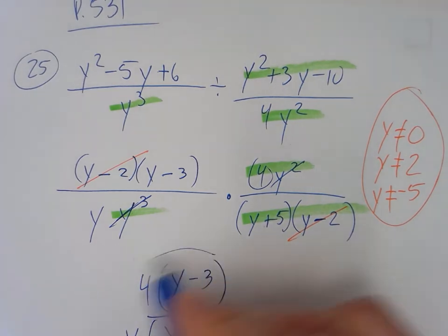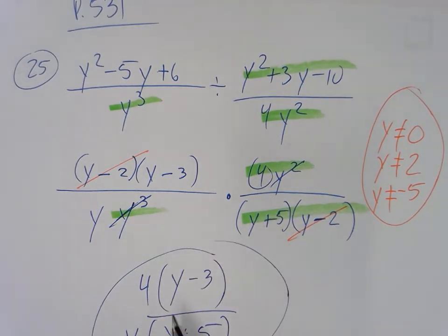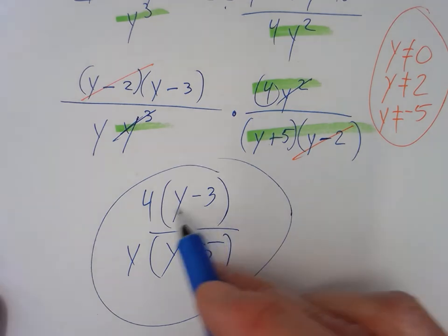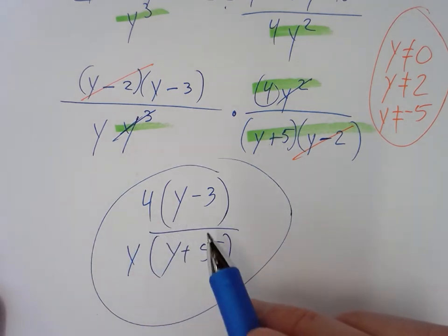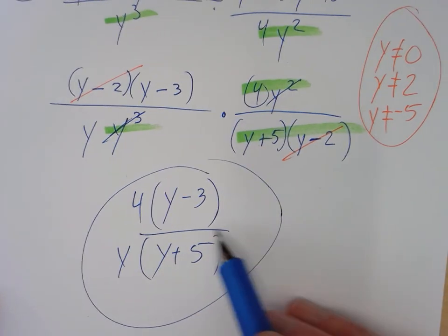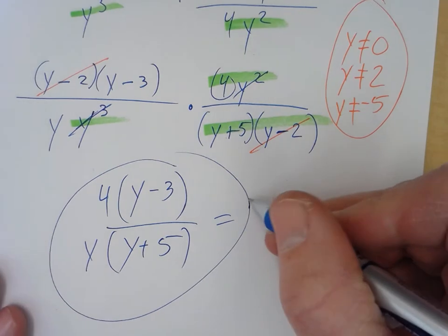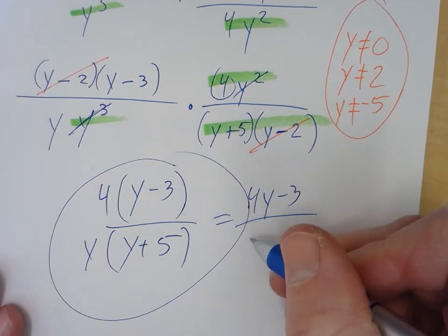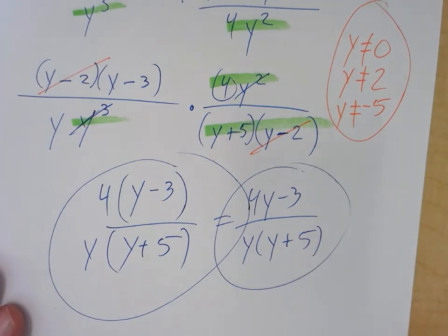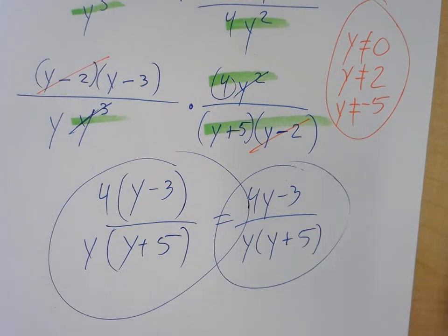So the answer is 4 times the quantity y minus 3, over y times the quantity y squared plus 5. Typically in calculus class, what we do is we leave the denominator of the fraction factored, and we simplify the numerator. So keeping the flavor of that, 4 times the quantity y minus 3 over y times the quantity y plus 5. Okay, so either answer is okay, and then those are the restrictions.